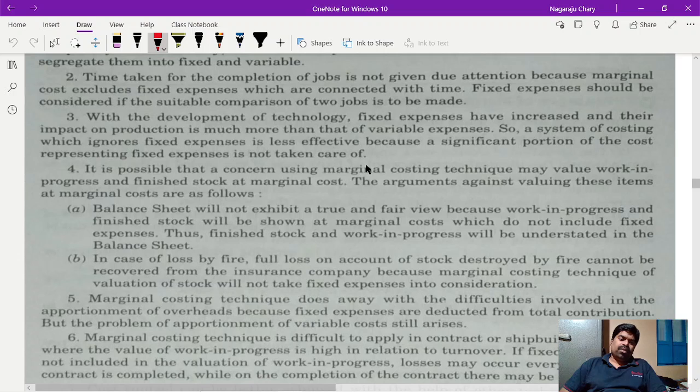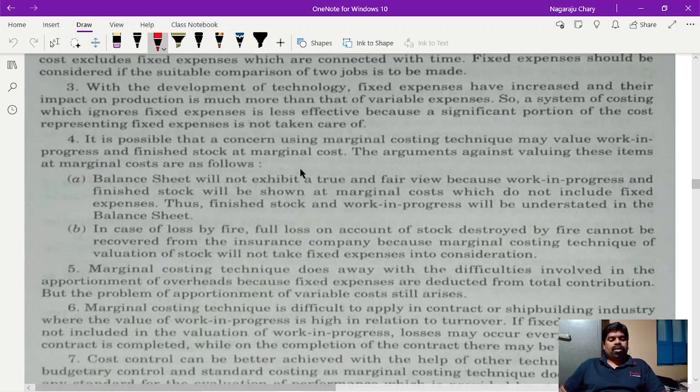Then what about variable expenses? Variable expenses may not be affected, whereas fixed expenses may be affected. Up to a level, fixed expenses may not be influenced. So fixed expenses may increase and variable expenses may decrease. Then what will be the use? So ultimately there will be a problem.